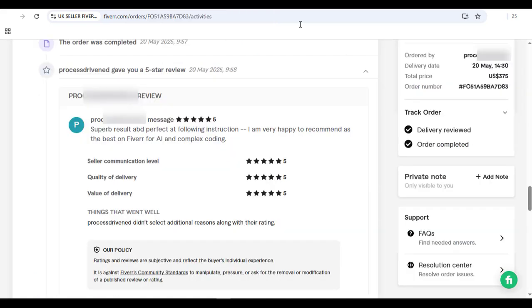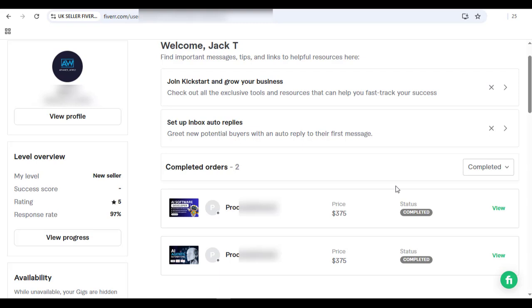Let me also show you the review that I got from that person. You can see, superb results and perfect at following instruction. I am very happy to recommend as the best driver for AI and complex coding. So just imagine the kind of review that I got from this same person, and everything that I did was created with AI from scratch to finish.